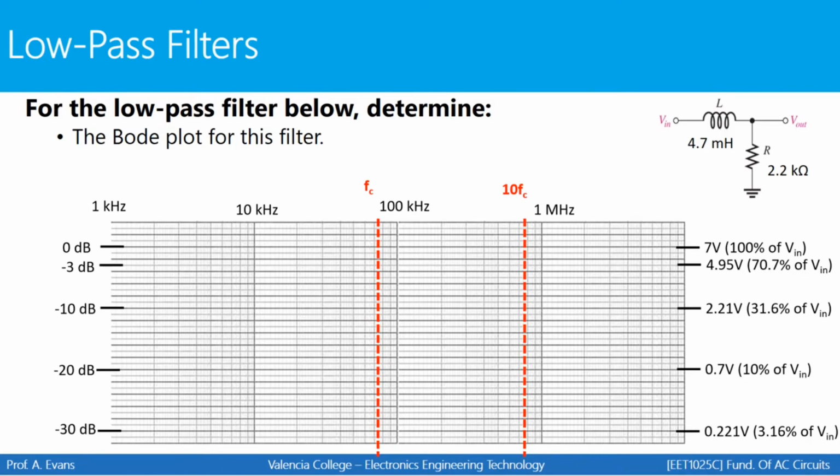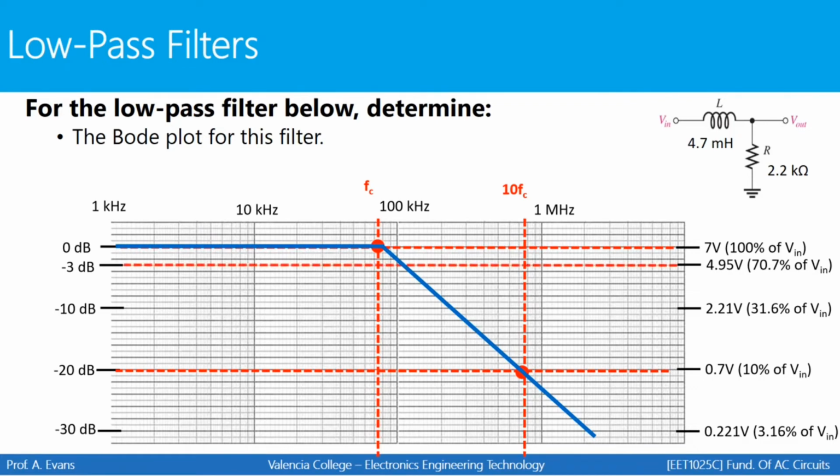And then I'm going to draw my reference points for the ideal curve. There's my ideal curve, and then references for the actual curve showing the roll-off. So there's my Bode plot for this filter.